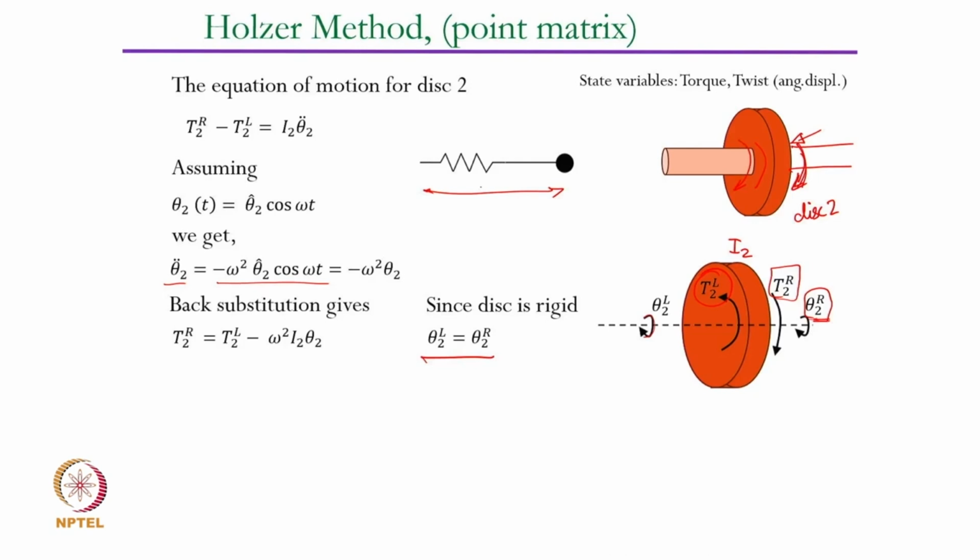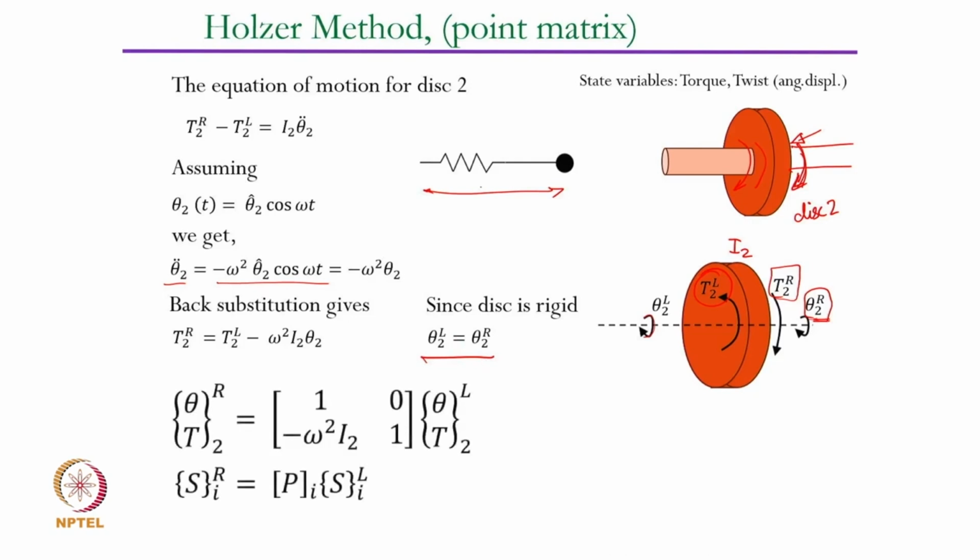Okay. So theta 2L is equal to theta 2R, and then I can write these two equations in matrix form. You can show that this theta 2R is equal to theta 2L. So you have only one diagonal element here, because theta R is not related to the torque quantity, and therefore the first row will have only a unit value at the diagonal location. Whereas this expression tells us that T2R and T2L are related through this particular term.